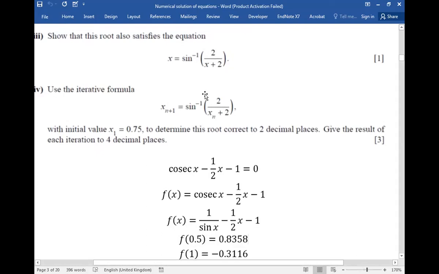Yes, sir. Now the question says show that this root also satisfies this equation. The question is telling you that the equation I gave earlier and this one are both the same equation. That is what we need to prove. You either manipulate this one into the one provided in the question, or you take the equation provided in the question and convert it into this form. Do either of the two, whichever seems better. I'll advise you to start with this one and manipulate it to get the equation that is given in the question. It's your choice, whichever you feel is easier for you.